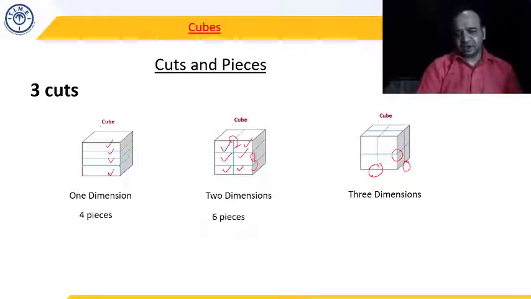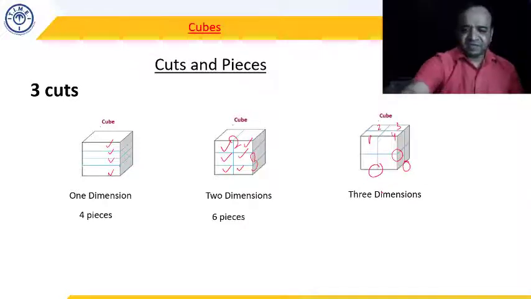Now just check here, just count how many pieces we have. 1, 2, 3, 4 in the upper slice, and similarly there will be 4 more pieces in the lower slice. The total number of pieces here is how much? 4 plus 4, that is equal to 8 pieces.